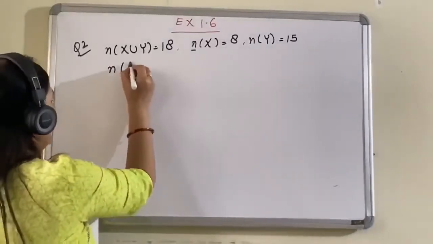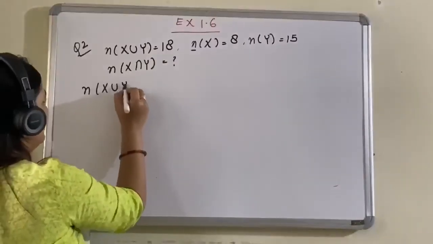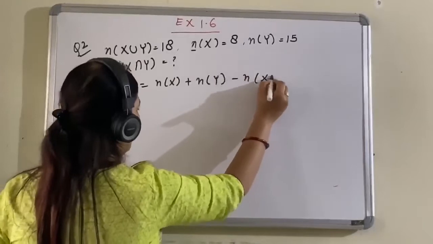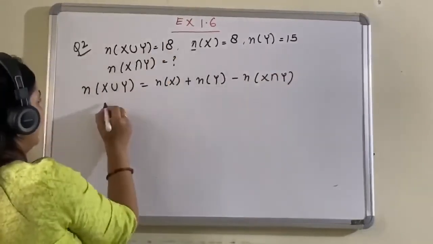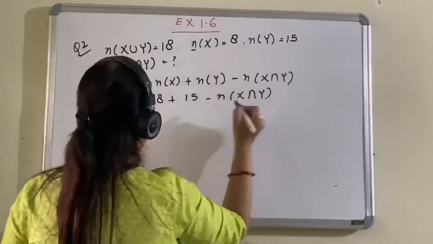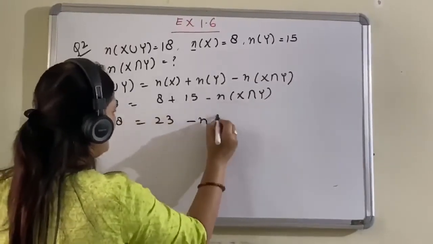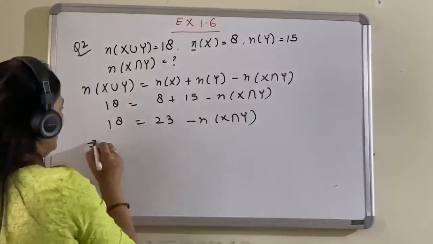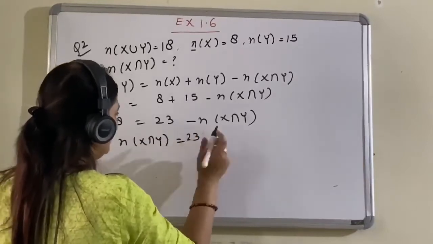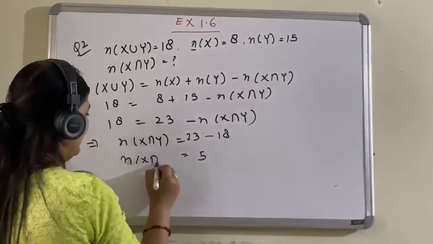Same question. Here also you have to find n of x intersection y, so you write the formula: n of x union y is equal to n of x plus n of y minus n of x intersection y. Substitute: it is 18, it is 8, it is 15. So 18 is equal to 23 minus n of x intersection y. This implies n of x intersection y is equal to 23 minus 18, and it will be 5. So how many elements are in x intersection y? It is 5.